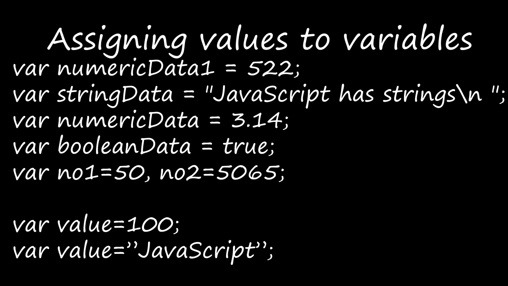Or in between also, multiple variables can be declared with one var statement. That means var n = 1, m = 2, o = 3. Likewise, with one var statement you can declare a number of variables, but they should be separated with commas. You have to give a comma between each variable name. Here they have given the example var no1 = 50, no2 = 5065.